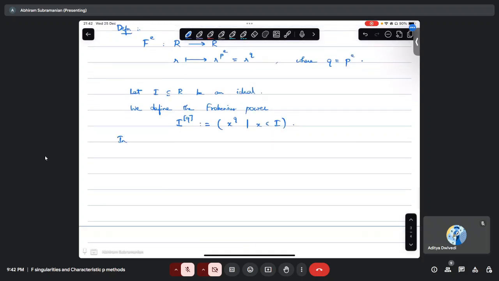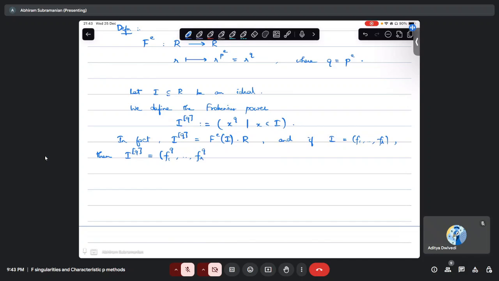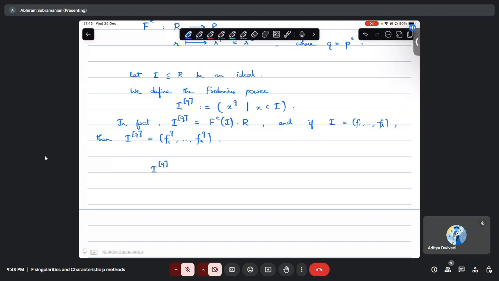In fact, I^[q] is F^e(I) times R. This can be checked quite easily. And if I is generated by elements f1 to fr, then I^[q] is also generated by f1^q up to fr^q. And I^[q] is contained in, but not necessarily equal to, I^q.